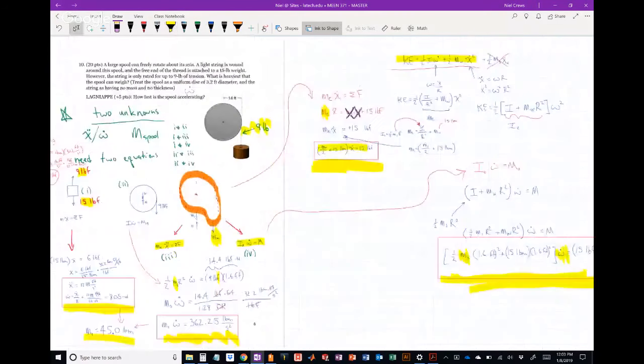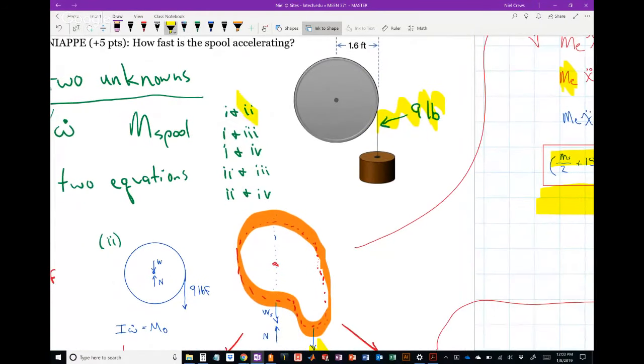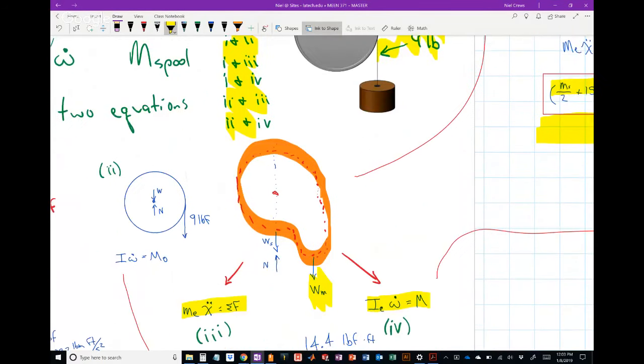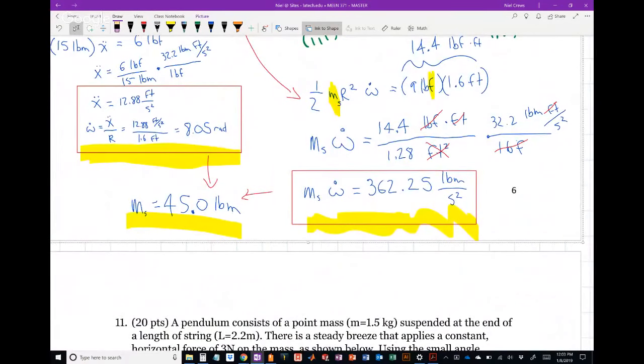Again, I've done 1, 2, 3, 4. Here are the different combinations that you can do of equations in order to get the unknown. Okay. Final answer in every case is 45 pounds and an angular acceleration here of 8.05 radians per second squared.